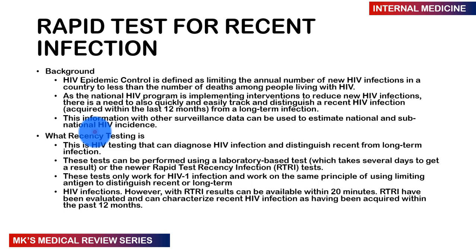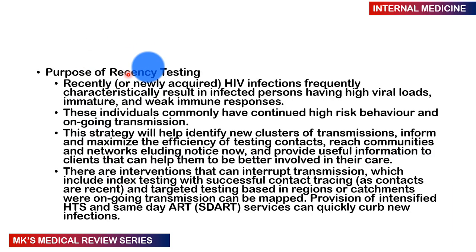Now we want to tell whether this increase was happening as a result of people acquiring new infections, or whether these infections were long-term. So the purpose of recency testing is this: newly acquired infections of HIV are characteristically associated with infected individuals having high viral loads, immature and even weak immune responses. Individuals also commonly continue high-risk behavior and ongoing transmission, and they get new strains. This strategy actually helps us identify new clusters of transmission.